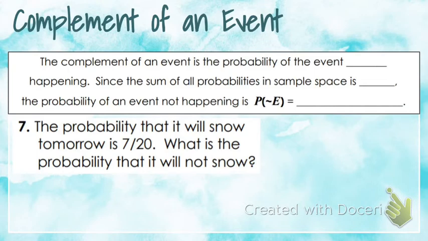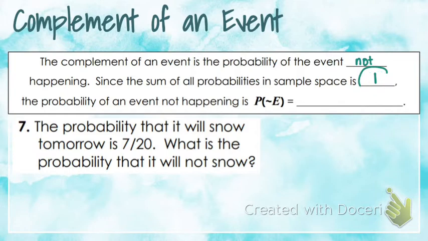The next section discusses complements of an event. And the complement of an event is the probability of the event not happening. So since the sum of all probabilities in the sample space is 1, so let's think about that. If you have 4 red marbles and 6 blue marbles, and you add the probability of red marbles and the probability of blue marbles, you're going to have 4 out of 10 plus 6 out of 10. Well, that's 10 out of 10, which is 1. Okay? So the sum of all probabilities in a sample space is always 1.